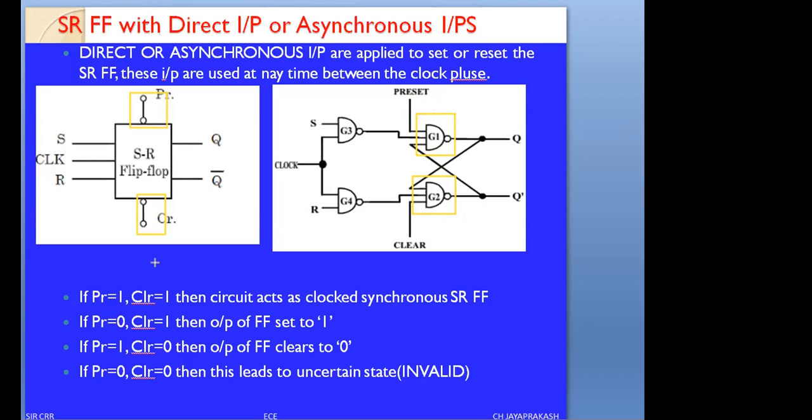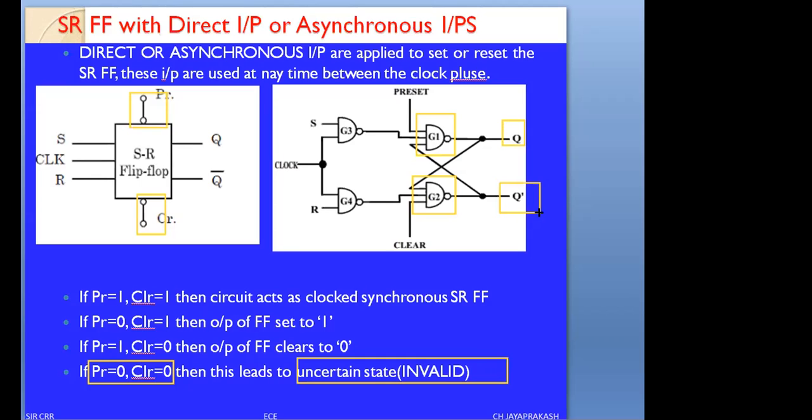We have to keep in mind that we should never apply preset and clear as 0, 0. Preset and clear should not both be applied as 0, 0. This leads to an uncertain state or invalid state, because both Q and Q bar will try to get logic 1. This is an invalid condition. Okay.